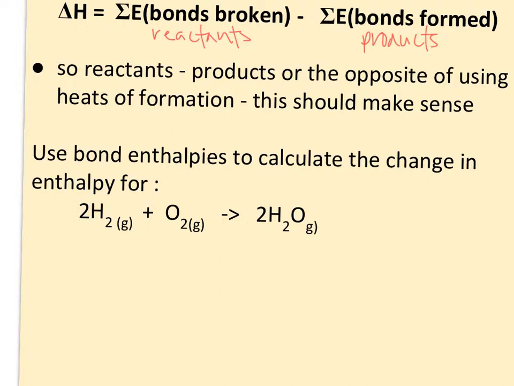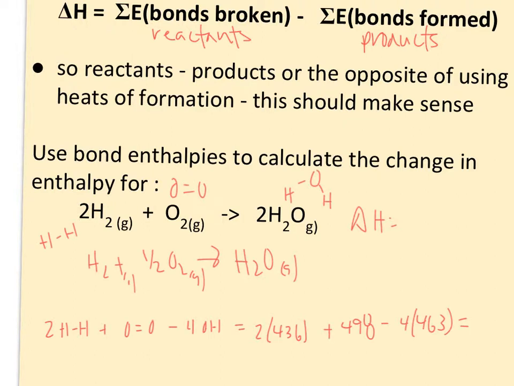And values are going to vary a little bit on charts. It depends on which bonds they averaged for this. So don't be shocked that you'll see slightly different values, different experimental conditions, etc. And then my O2, my double bond, is 498. And then I need to subtract 4 times the OH, which is given as 463. So when I do that, the value I get is a negative 482. So up here I'd write negative 482, and I would just label this kilojoules because this isn't per mole.